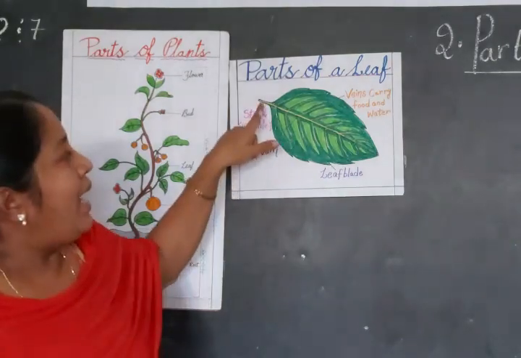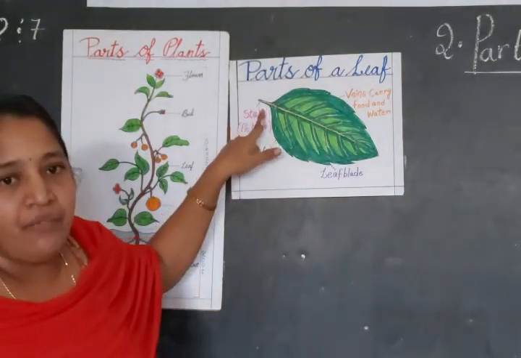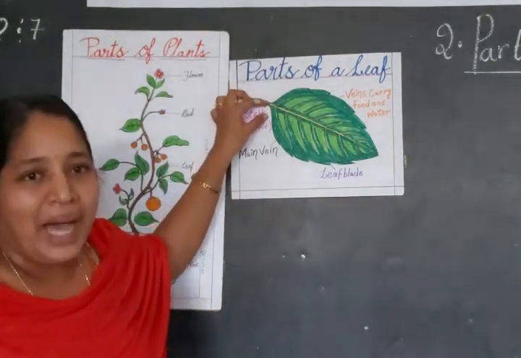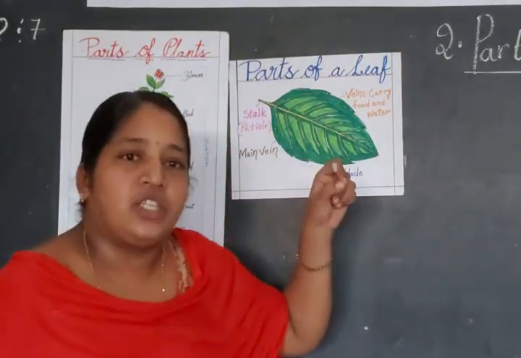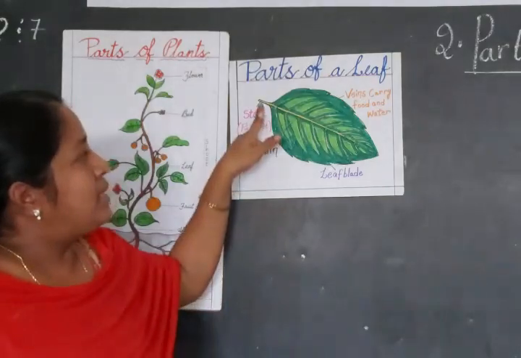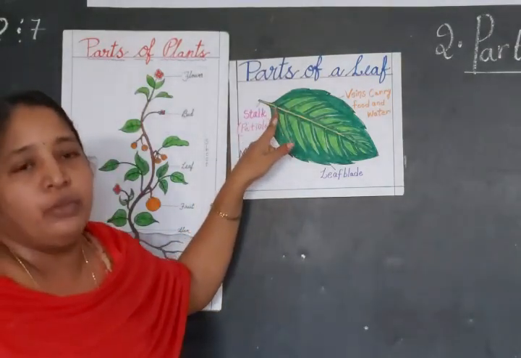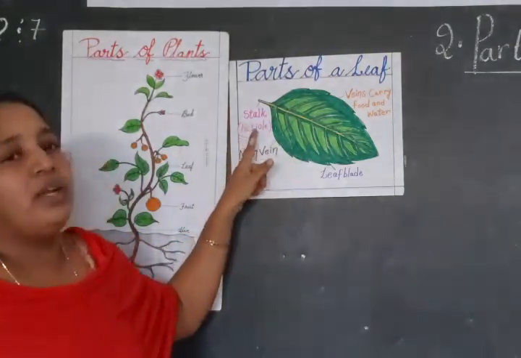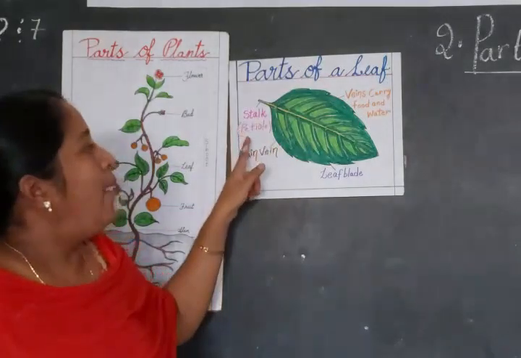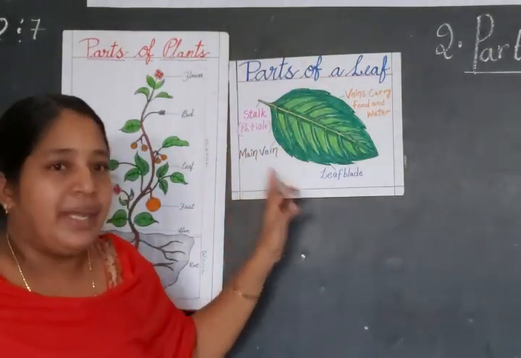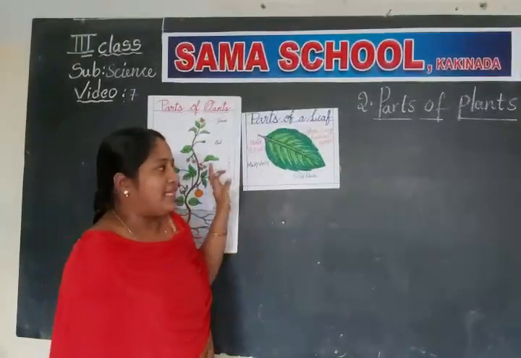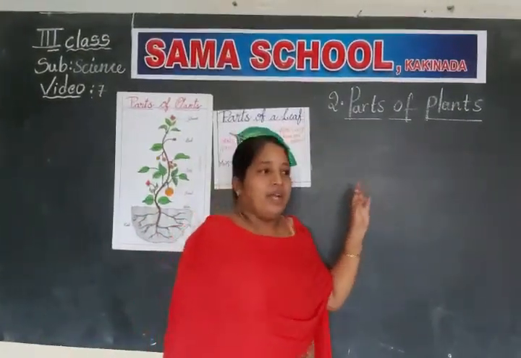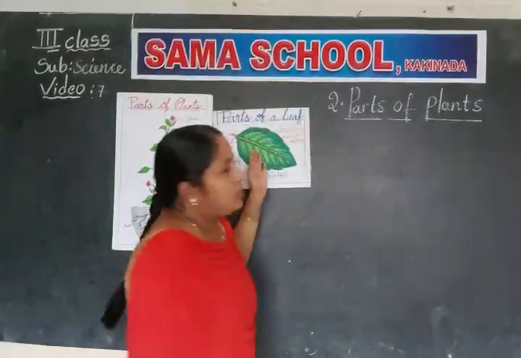Clear, children? And at the end of the leaf, you observe a small part, and this part helps the leaf to attach to the stem. This part holds the leaf to the stem, and that part we call stalk or petiole. So we have already completed the structure of leaf in our previous class. So today we are going to learn more about the leaf.